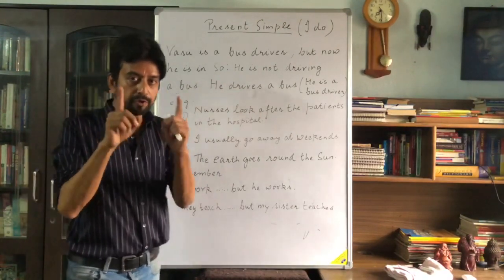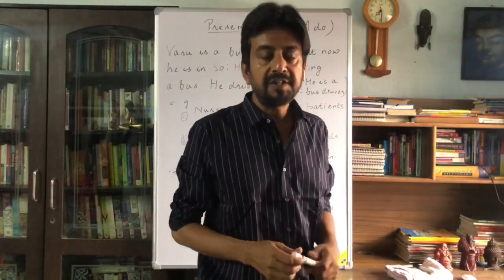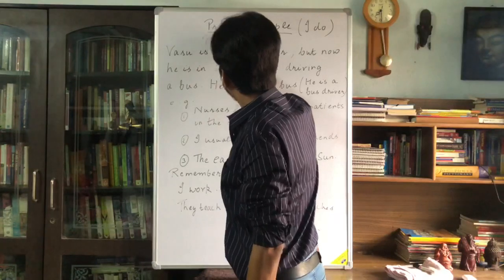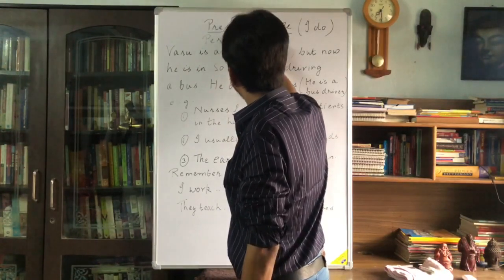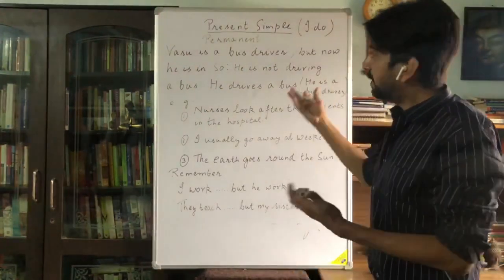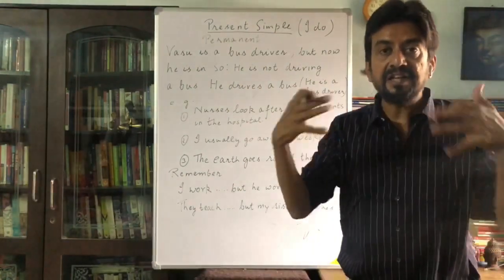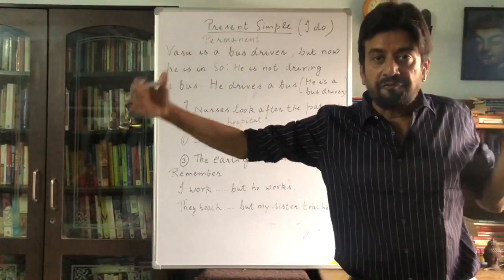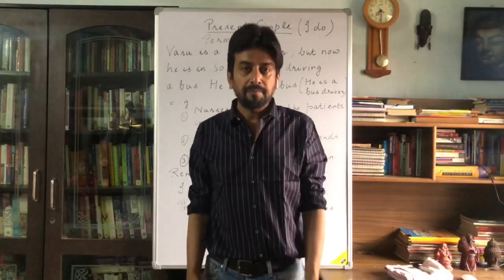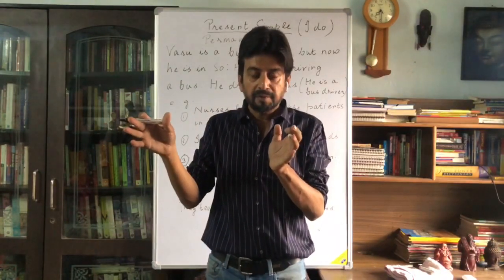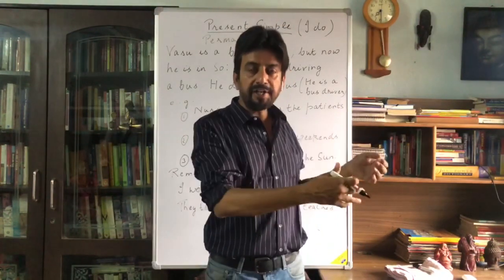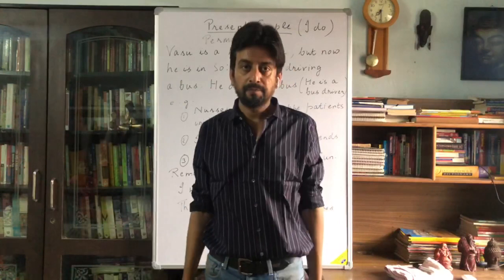Now, I give you one word to understand what is present simple, and that word is permanent. Now, what is permanent? There are things that are permanent in a particular framework of time. For example, I teach English. Now, I teach English. That means I am a teacher of English. Permanent. I was doing, I am doing, and I will do. Permanent.